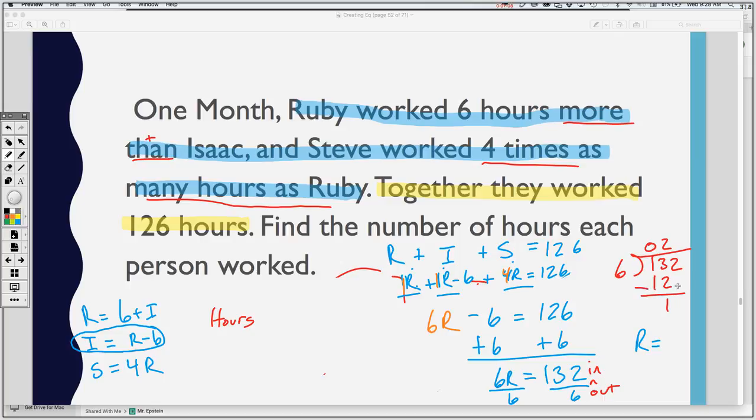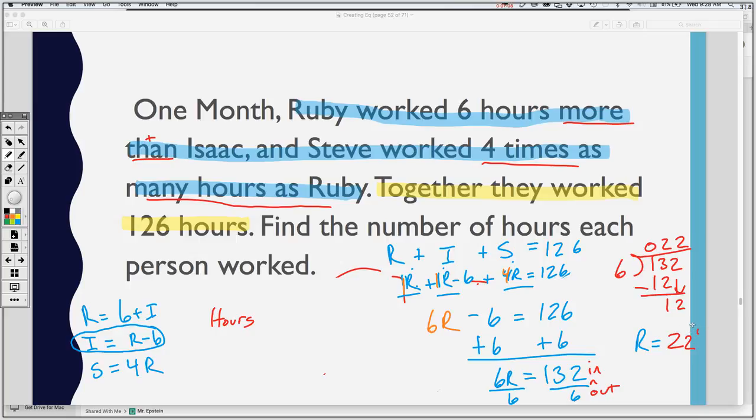How much is Ruby? 22. So she has 22 what? What are we counting here? What's hours? So she has 22 hours.